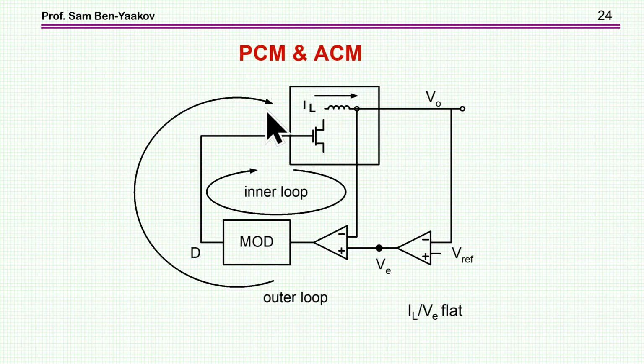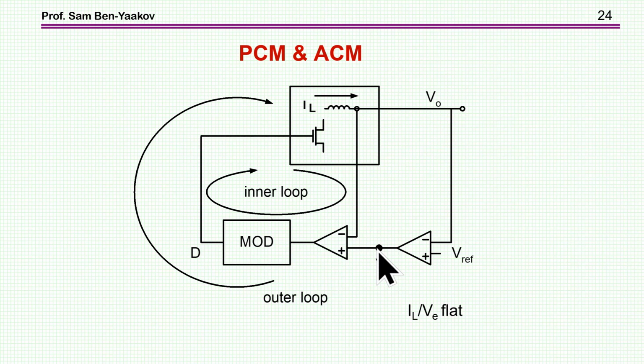Now what about current mode? Current mode means that you have an inner loop of current feedback. Let's talk about peak current mode. Okay, we are sensing the inductor current, and there is a feedback loop here which is maintaining it, and it is compared to a reference which is in fact the output of the error amplifier of the voltage. Okay, so the inner loop is actually keeping the current to follow this value.